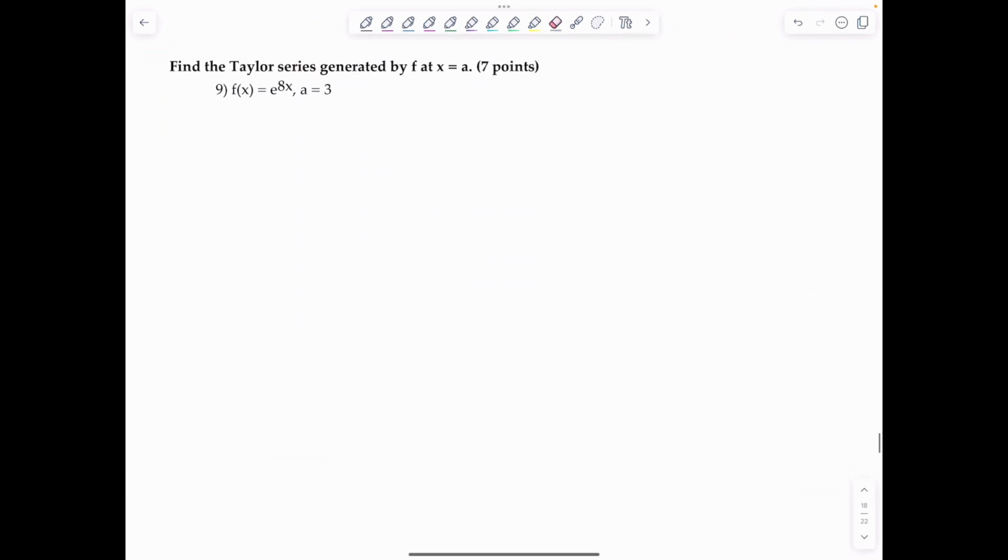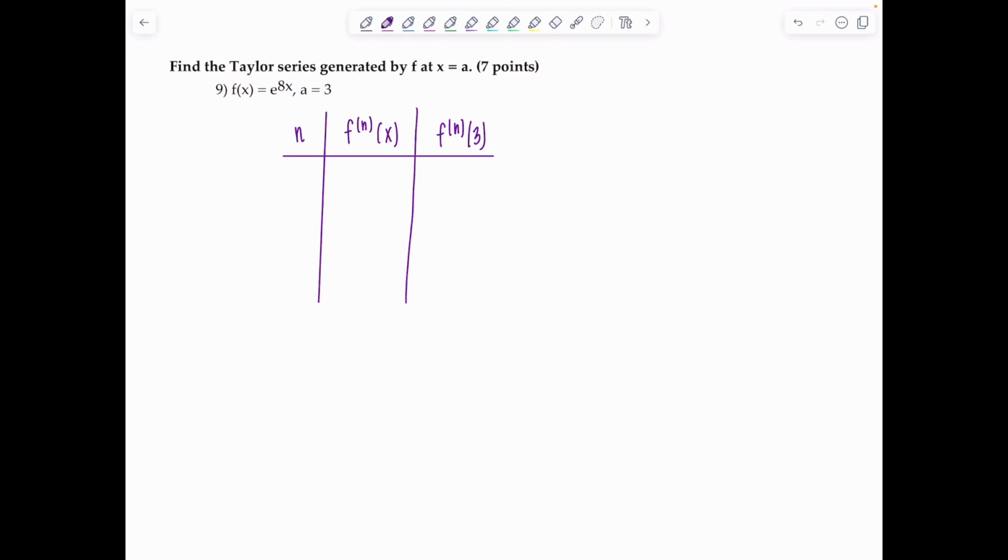So find the Taylor series generated by f at x equals a. So f of x is e to the 8x, and a is equal to 3. So let's start off making a little table. N, we need the nth derivative at x, and then the nth derivative at 3 in this case, because a is 3. Usually I tell my students, unless terms start canceling out, going from 0 to 3 is typically enough, okay? So the 0th derivative just means the original function, that's e to the 8x.